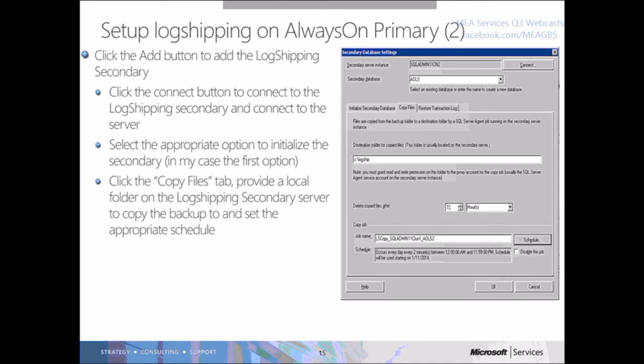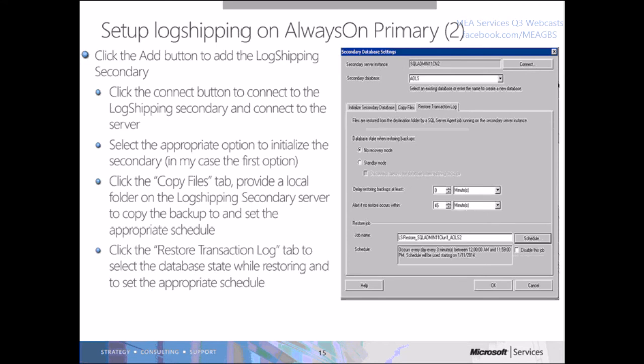So once that is done, of course, you have to also set a schedule saying how often do you want the copy to happen. Once that is done, you can click on the restore transaction log tab. So once you click on that tab, you then select the database state. Do you want that to be accessible or not? That's something which we control from here.